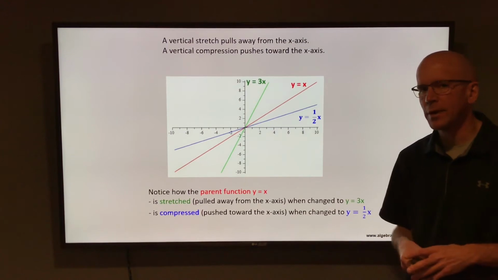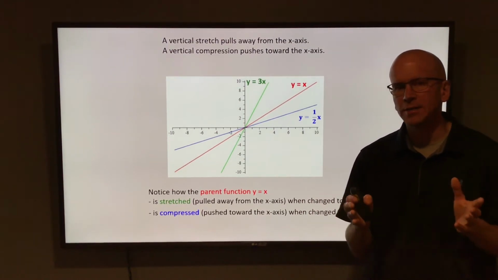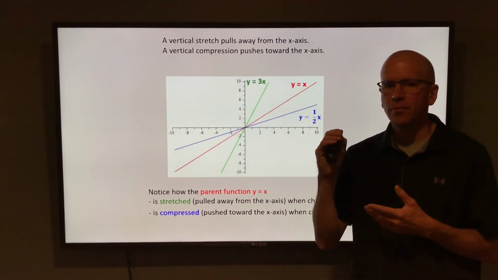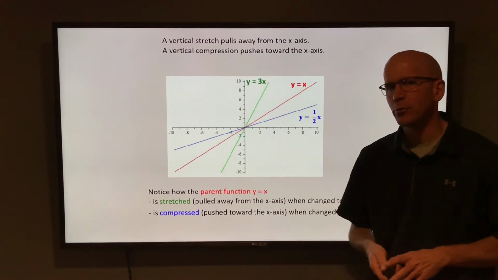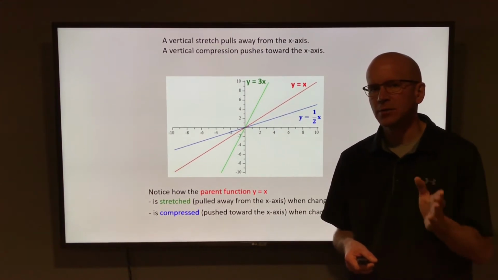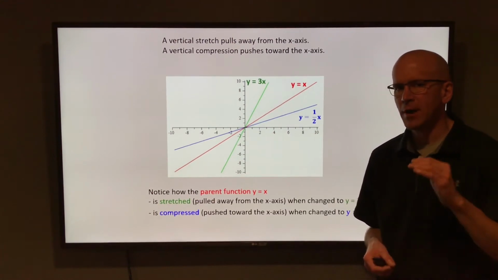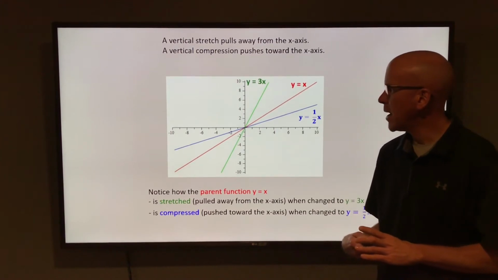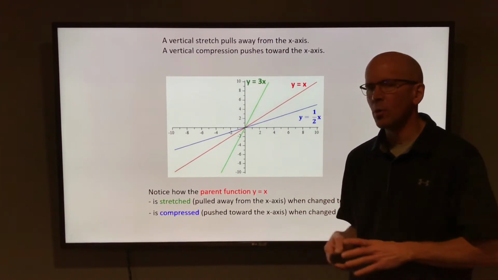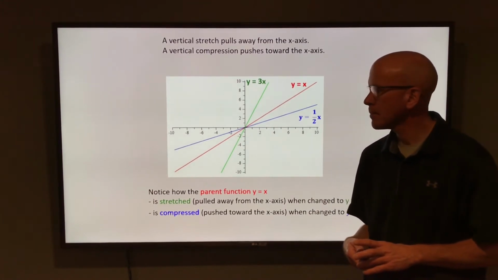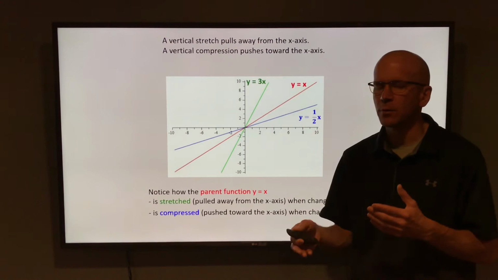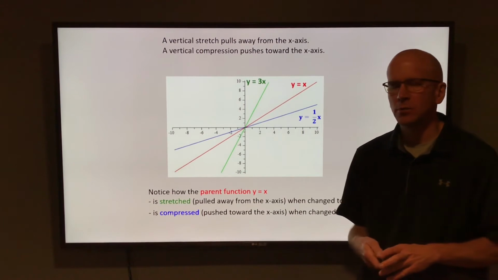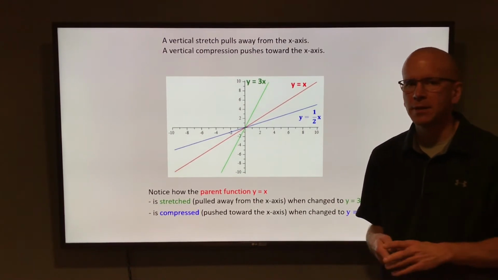Now a number between 0 and 1, an easy way to spot that is it's either going to be a fraction or a decimal, but it's not greater than 1. So don't get confused on the fractions. If you multiply the y value by 3 halves, that's greater than 1. That's actually a stretch. So make sure that fraction is not an improper fraction. Make sure you're multiplying the y value by a number that's between 0 and 1 in order to create a compression. So again, 3/2 or let's say 5/4, those numbers are greater than 1. Those would be stretches. So don't just say every time you see a fraction it's going to be a compression, because if it's an improper fraction, that would be a stretch.